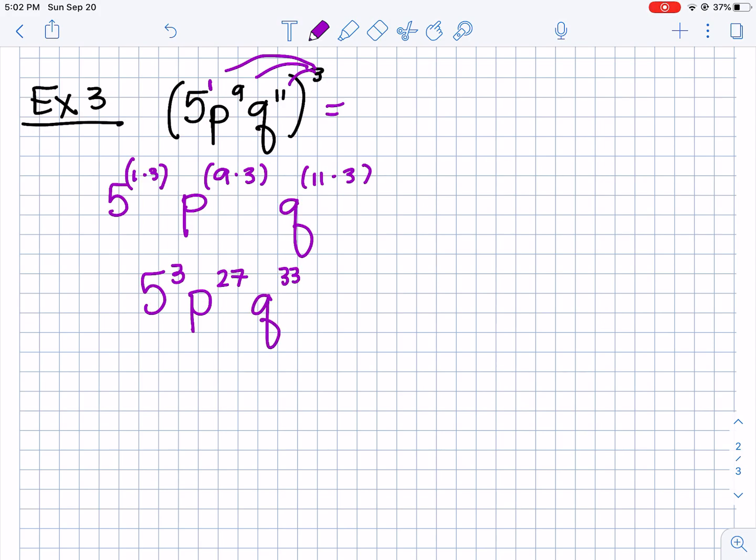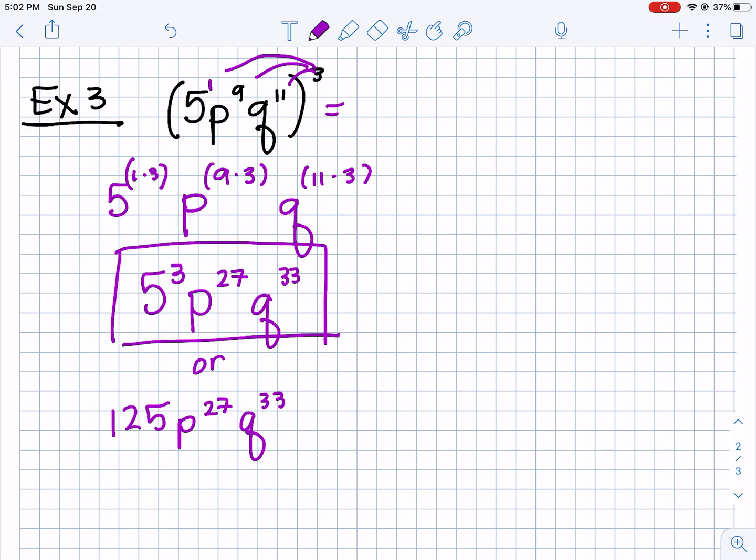So that would be one way of thinking about it. You could also express 5 to the 3rd as 5 times 5 times 5, which is 125 p to the 27th, q to the 33rd. That would also be an acceptable answer, and you would get full credit for either one.